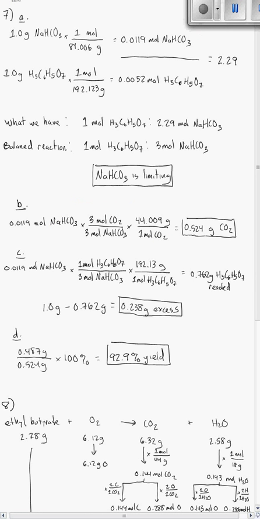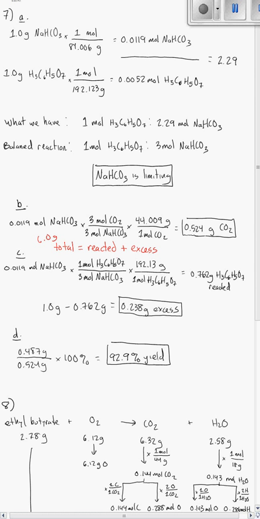In part C, we're asked how much of our excess reactant is left over. What we need to know to solve this are a few things. We need to know how much of our total excess reactant we had to start off with. We need to know how much of it reacted, because the law of conservation of mass tells us that the total amount of excess reactant is equal to the amount that reacted plus the amount that's left over, what we'll call the excess. We're given the total. The total is 1.0 grams.